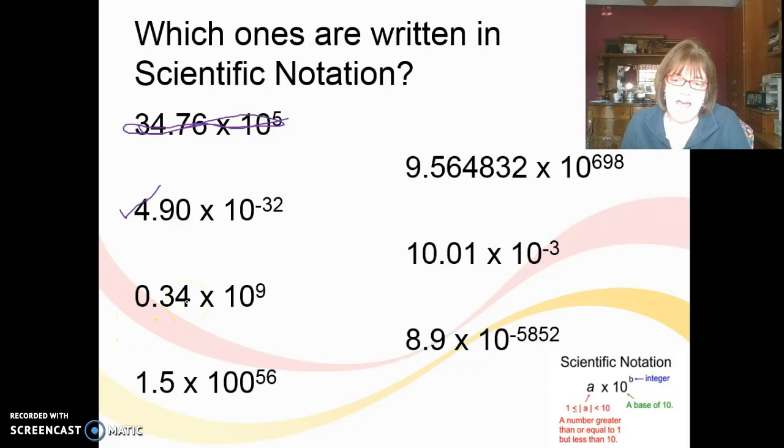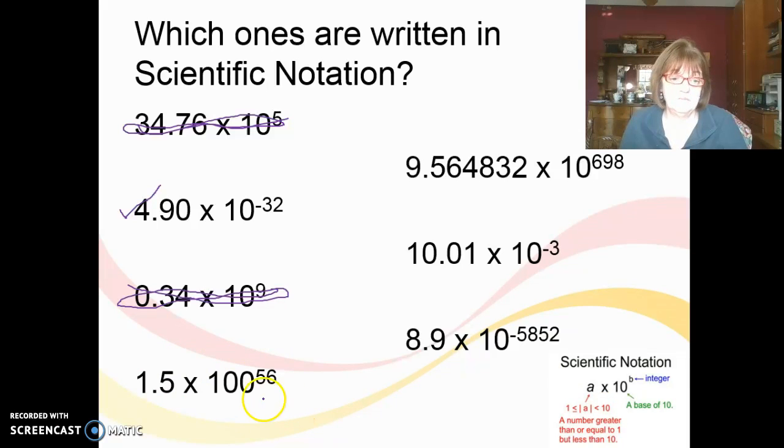0.34, is that equal to 1 or bigger than 1? Oh, no, it's not, right? Anytime we have a 0 in front of the decimal point, it can't be. Nope, nope, nope. That's a bad one. We don't even have to go any further. Okay, next one, 1.5. Yeah, bigger than 1, right?